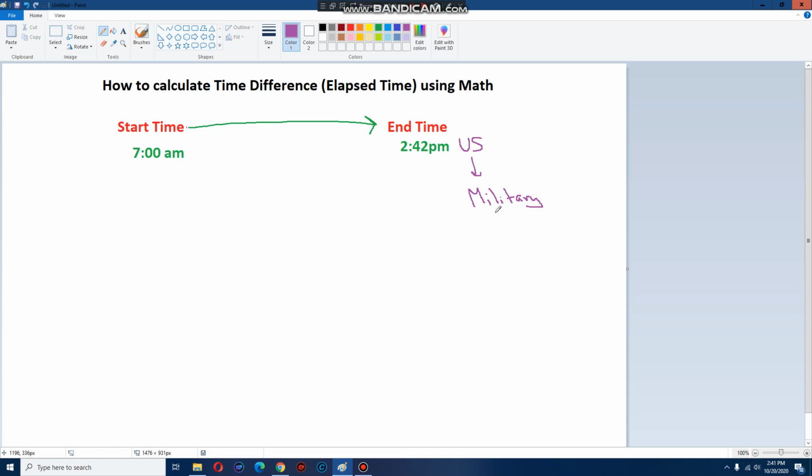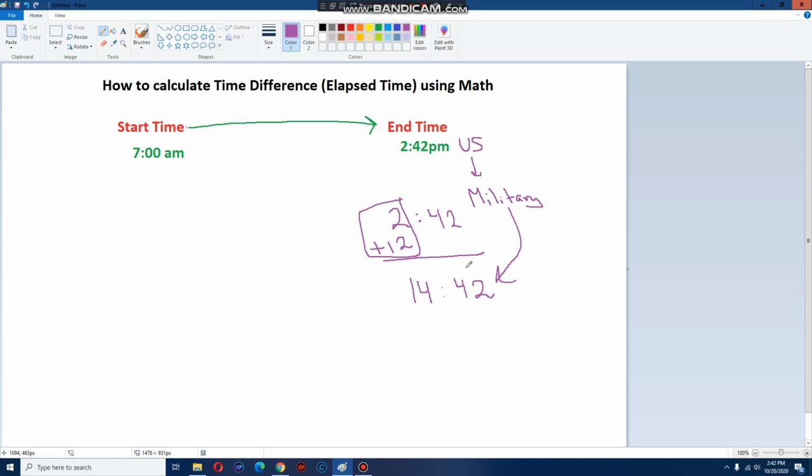All you have to do is you take the 2:42 p.m. and you add a 12 in front of the 2. And 12 plus 2 is 14. And so 2:42 American time is 14:42 military time. That's step number one. You have to do that. In order to use this math technique, you must use military time. It's the only way this will work.